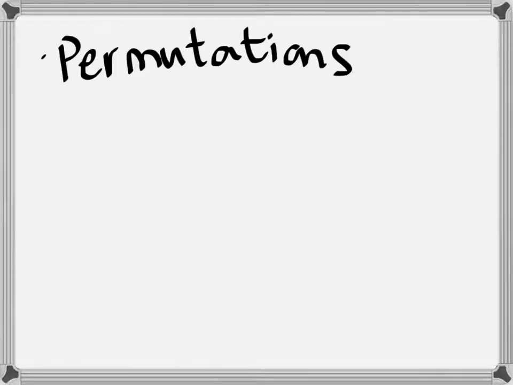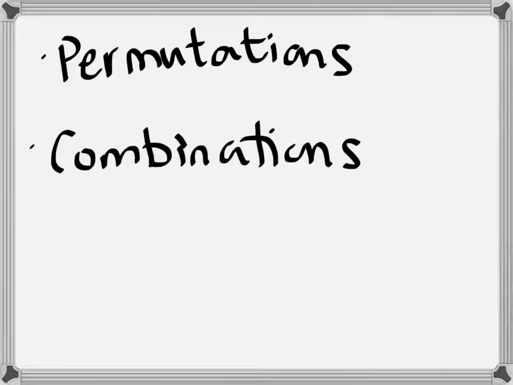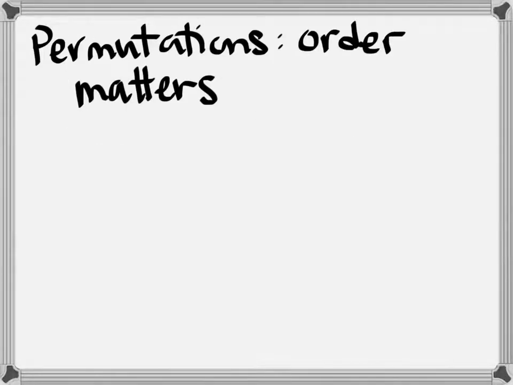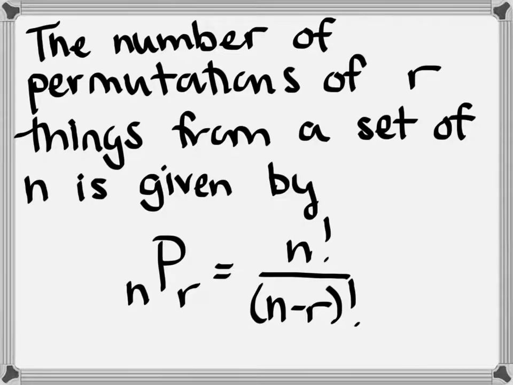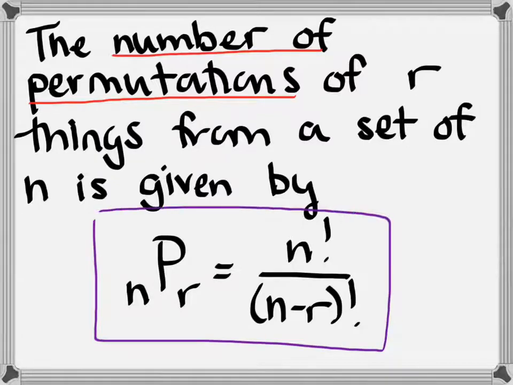Now that we have a good understanding of permutations and combinations, today we're going to learn how to find the number of permutations and combinations for a given set. Recall that with permutations, order matters, and with combinations, order does not matter. The number of permutations of r things from a set of n is given by n factorial over n minus r factorial. This is sometimes denoted by nPr.